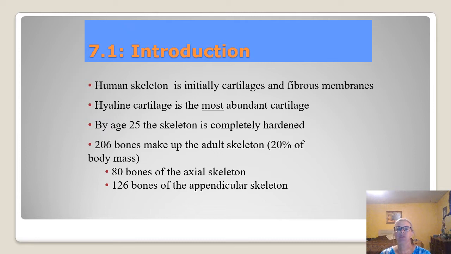By the age of 25, your skeleton is completely hardened, or it should be. We've got 206 bones that make up the adult skeleton, which is 20% of your body mass. So if that makes you feel any better, take 20% off your weight. 80 bones are for the axial skeleton, and 126 are for the appendicular, and we're going to look at what the axial and the appendicular skeleton are. The nice thing is a lot of those bones are paired, so that takes down the number we have to learn as well. Okay, and you probably already know some of the bone names.